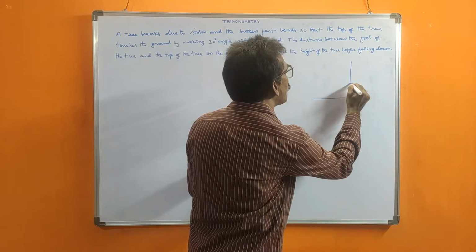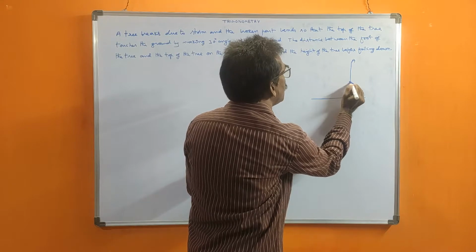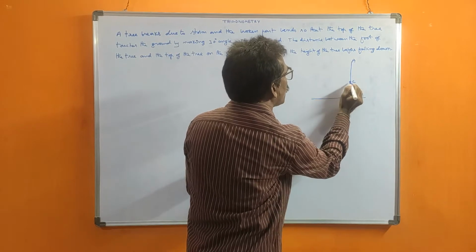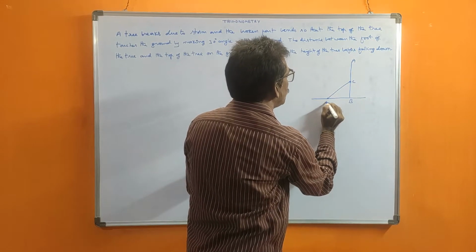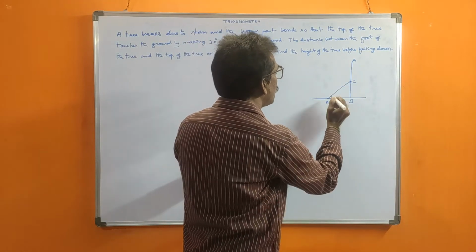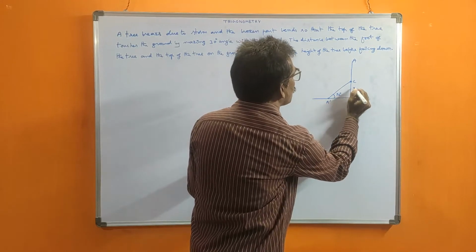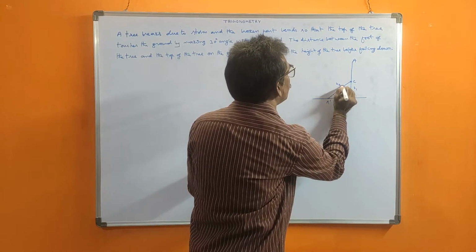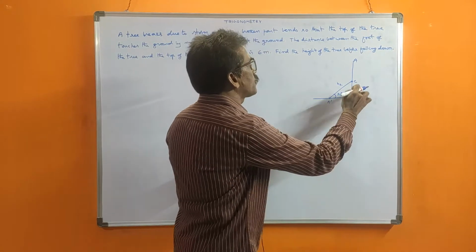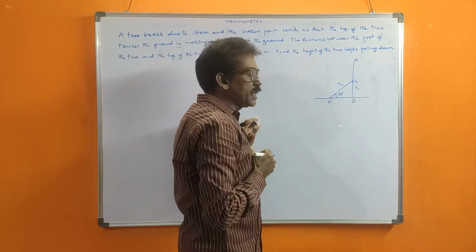So A, B. Now at C, it is bent at C. So this part touched the ground here. Now this point is A dash. A is A dash here. This is making 30 degrees with the ground. So suppose this is H1, height 1, this is H2. Now H1 plus H2 becomes the length of the tree.